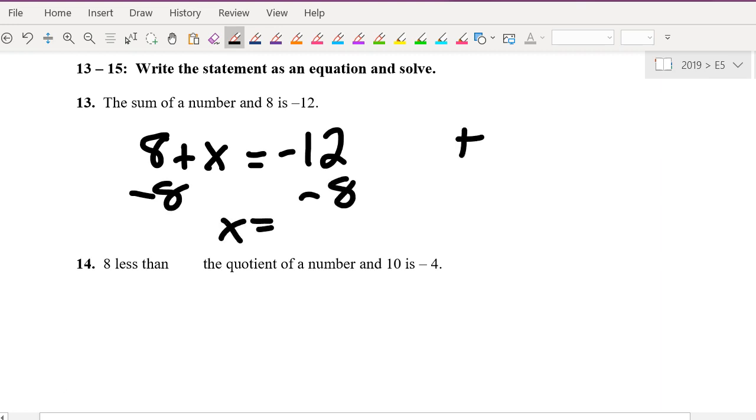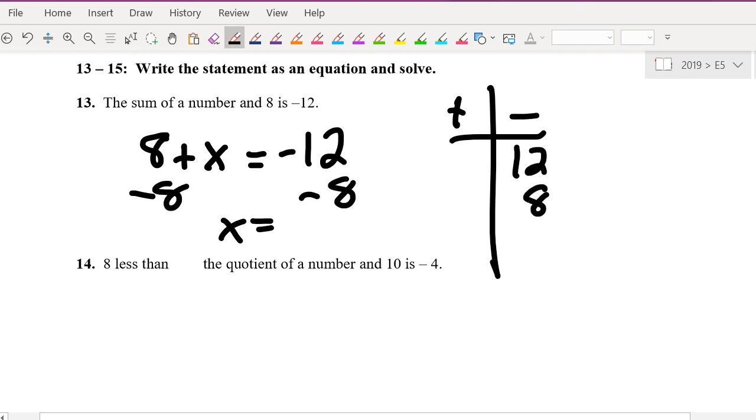But I'm going to do my good guys, bad guys, because I don't want to mess up my negatives. I'm having a hard time with this chart. Okay, so 12 bad guys, 8 bad guys. That means the bad guys score 20. And 8 minus 20 is negative 12, so it's correct.